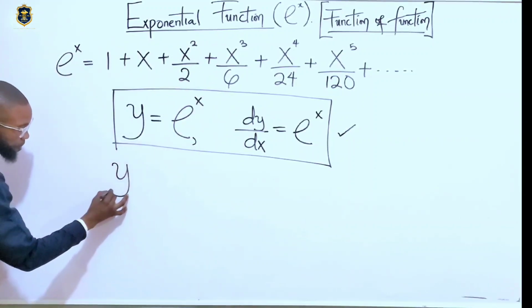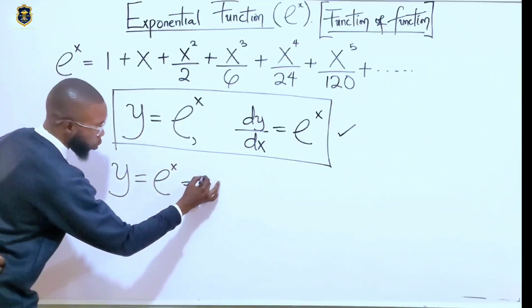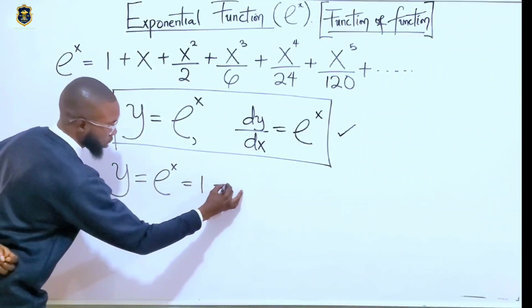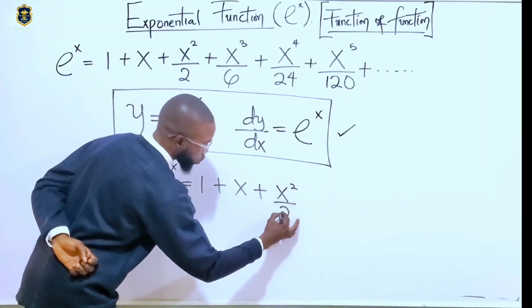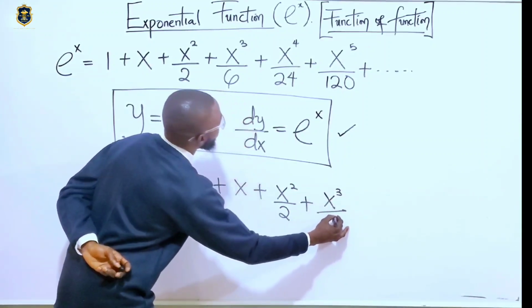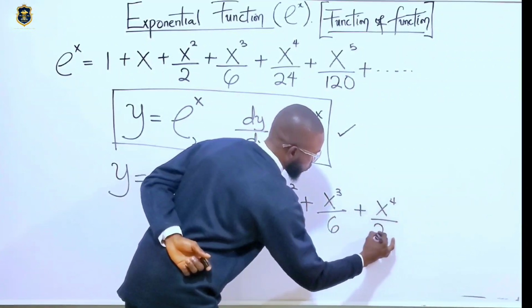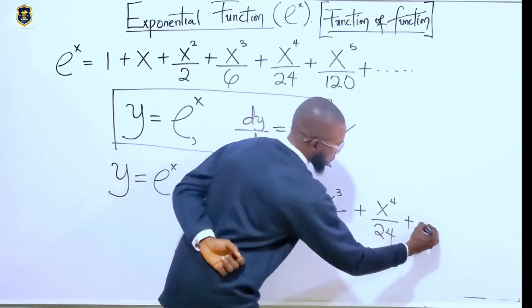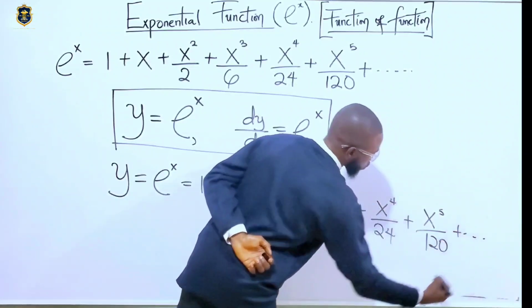If y is equal to e raised to the power x, which is actually 1 plus x plus x squared over 2 plus x cubed over 6 plus x raised to the power 4 over 24 plus x raised to the power 5 over 120 plus so on and so forth.